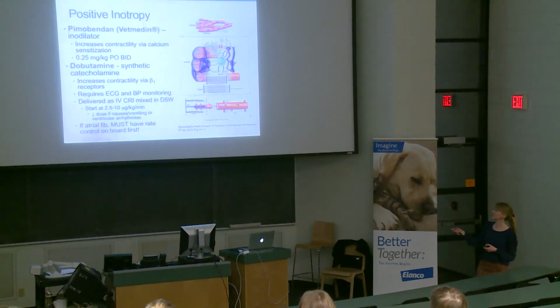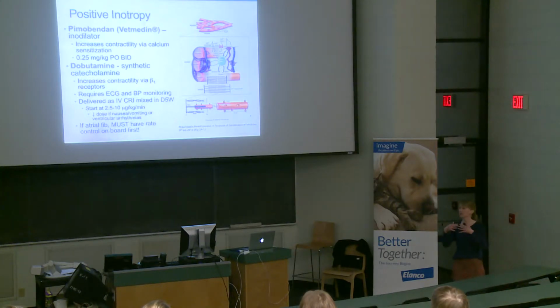So both of these drugs have slightly different mechanisms of action. Dobutamine is a beta agonist, so it's targeting beta receptors that are going to target calcium channels and bring calcium into the cell to make those actin-myosin bridges occur. Whereas pimobendan actually increases the sensitivity of the contractile apparatus to the existing calcium in the cell, so slightly different, but both very helpful as positive inotropes.